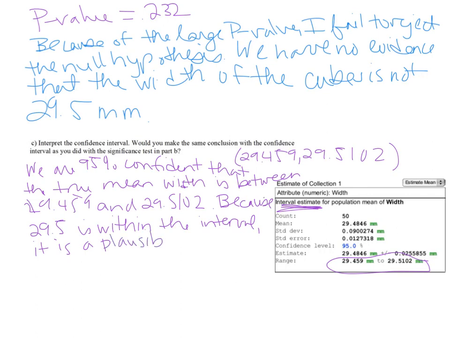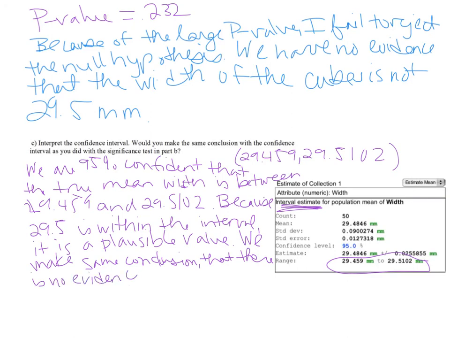And so it's important not to just write that and ignore the question that they asked, because they did actually ask that question and you do need to answer it. So I'm just going to say we make the same conclusion as part B, which is that there is no evidence that the mean width is not 29.5 millimeters.